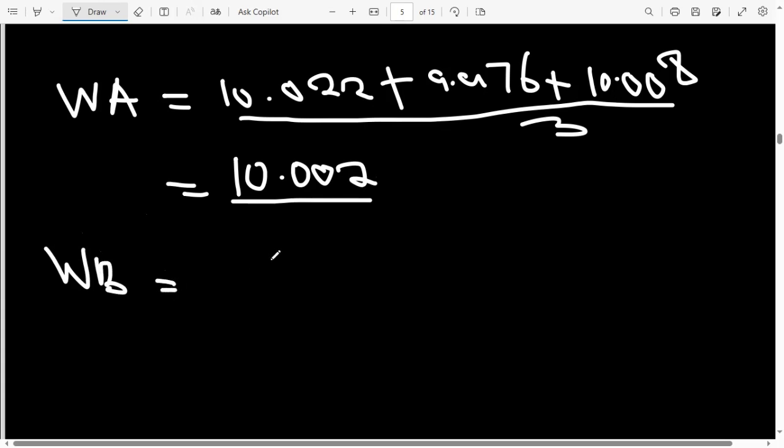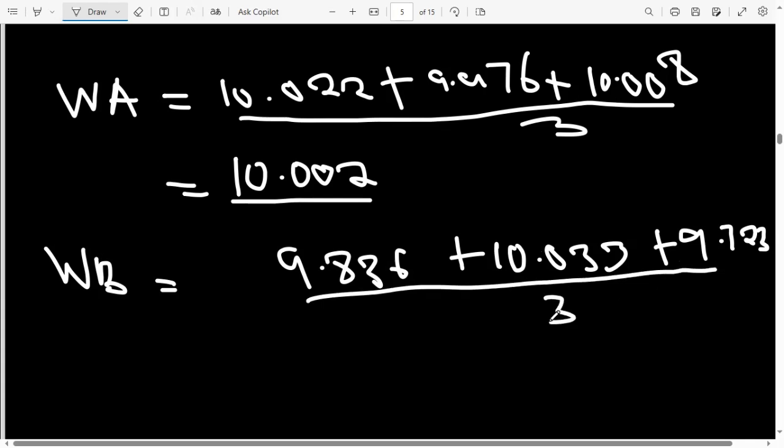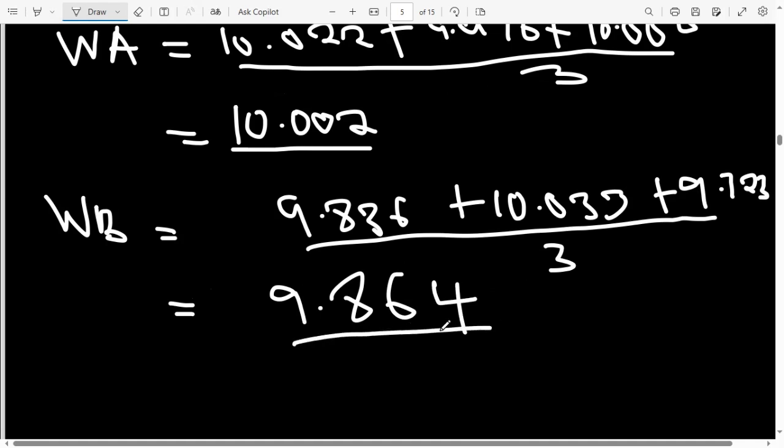Then let's get worker B. For worker B, we had 9.863 plus 10.033 plus 9.723. Then we divide all of this by 3. Let us punch it into our calculators. If I divide this by 3, I'm getting 9.864 as my average for worker B.